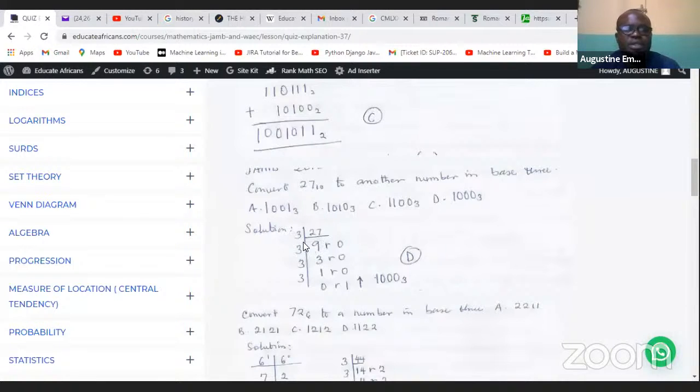Okay. So when you say 27 divided by 3 is 9, remainder 0. 9 divided by 3 is 3, remainder 0. 3 divided by 3 is 1, remainder 0. Now, 1 divided by 3 cannot go, so that's why I'll call it 0, remainder 1. Remember that very one. So you now collect your number from down. You have 1, 0, 0, 0, base 3.